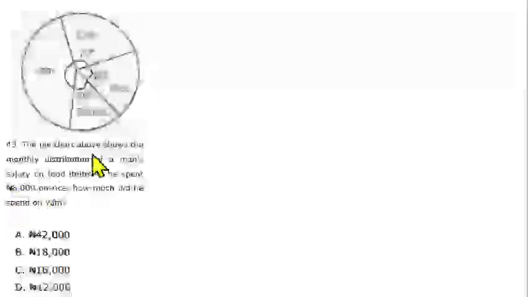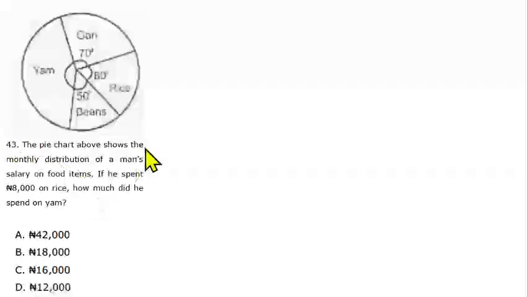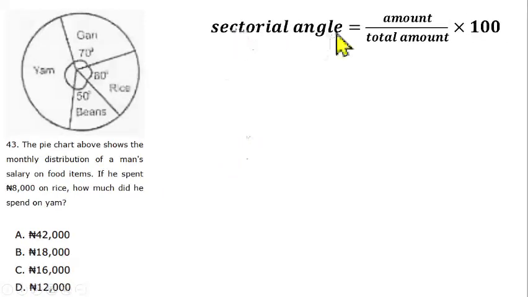Question number 43 is from statistics, and in this case we have a pie chart. The pie chart above shows the monthly distribution of a man's salary on food items. If he spent 8,000 on rice, how much did he spend on yam? Like I said, it's from pie chart and statistics. So of course, the angle is equal to amount over total amount times 100. Is it times 100? Sorry, it's times 360 degrees, not 100. It's times 360. So this is a typographical error.